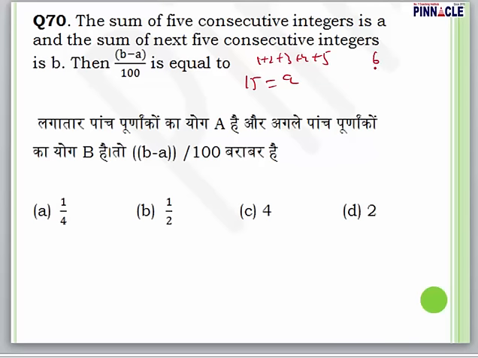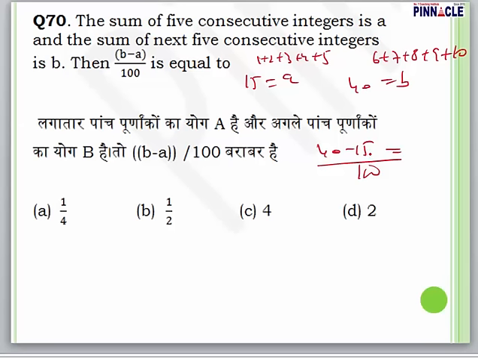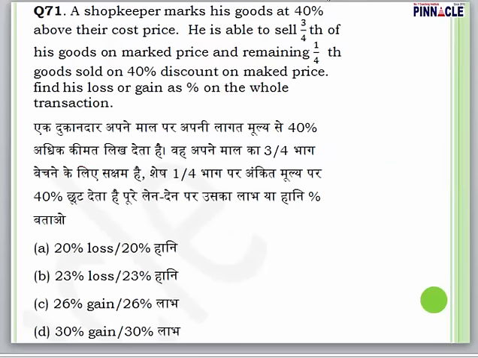Next 5 means 6, 7, 8, 9, and 10. 7 plus 6, 13. 13 plus 8, 21. 21 plus 9, 30 plus 10, 40. So 40 is equal to B. We have to find the value of B minus A divided by 100. B minus A, 40 minus 15 divided by 100 would be equal to 40 minus 15, that is 25 by 100. 25 by 100 would be equal to 1 by 4. So we have put the value and we could find the answer. Answer is A.